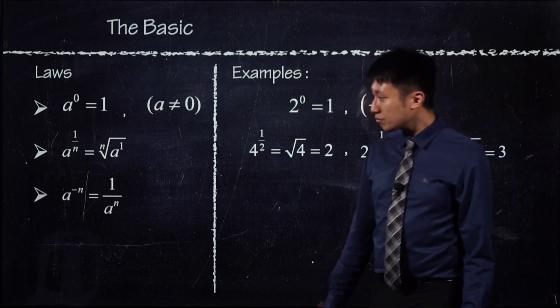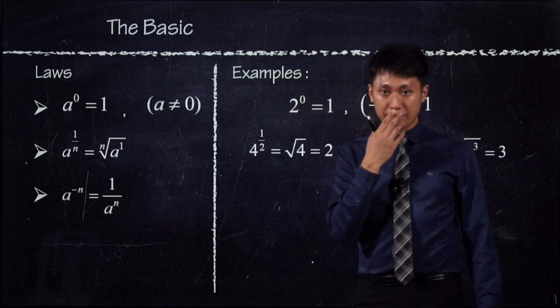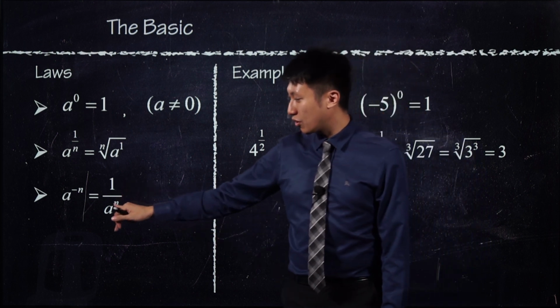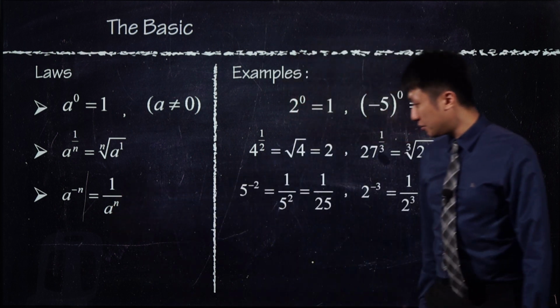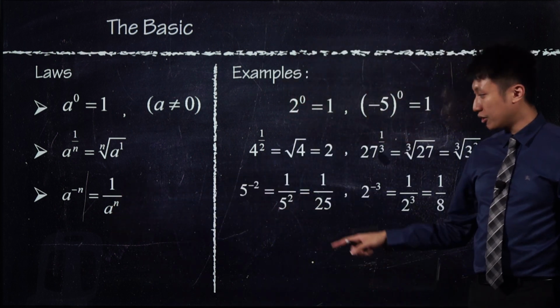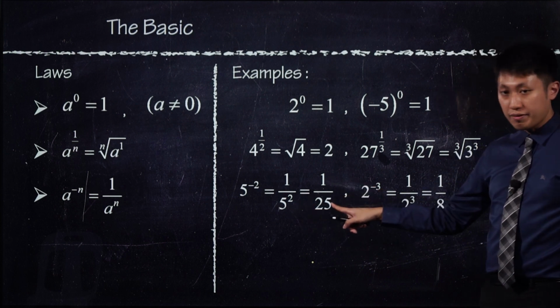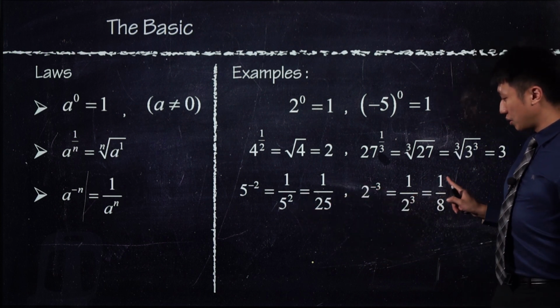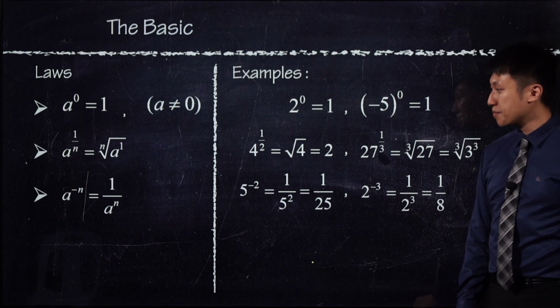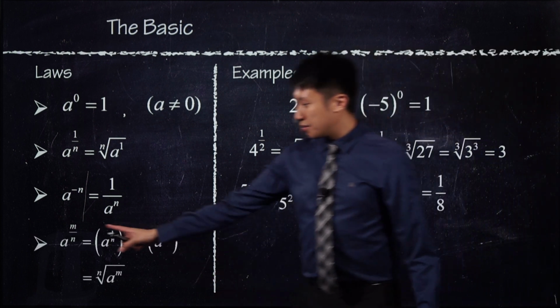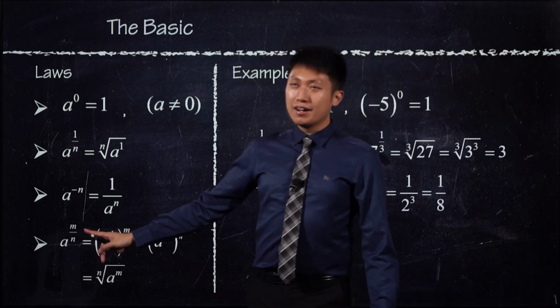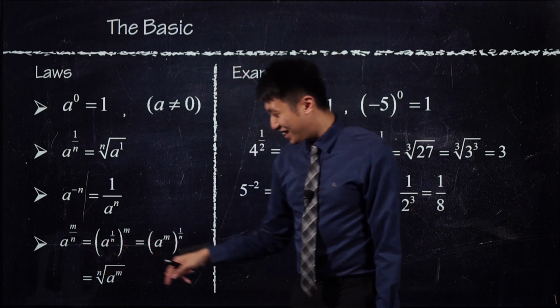Okay, next. A to the power negative n. This one we have done before. So it's 1 over A to the power n. So for example, 5 to the power negative 2 is 1 over 5 square, 1 over 25. Okay, 2 to the power negative 3 is 1 over 8. Easy.